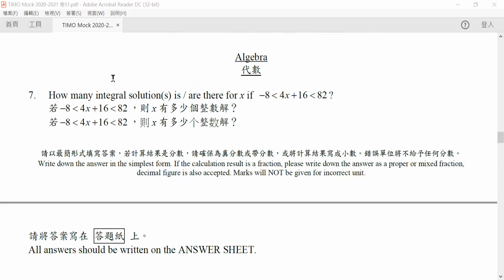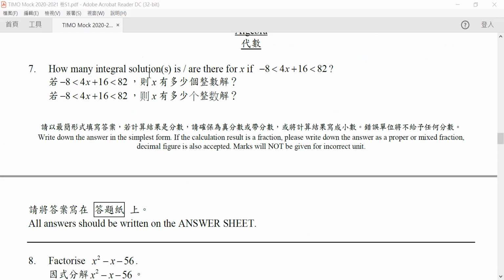Algebra. How many integral solutions, integer solutions, are there if -8 is more than 4x plus 16, which is more than 82. So now we're just doing a reduction. We know that there is a term which is 16. We don't want it, so let us minus 16. We want to get rid of it. But if we want to minus 16, we need to minus 16 on both sides, or in a certain way to say it, 3 sides.